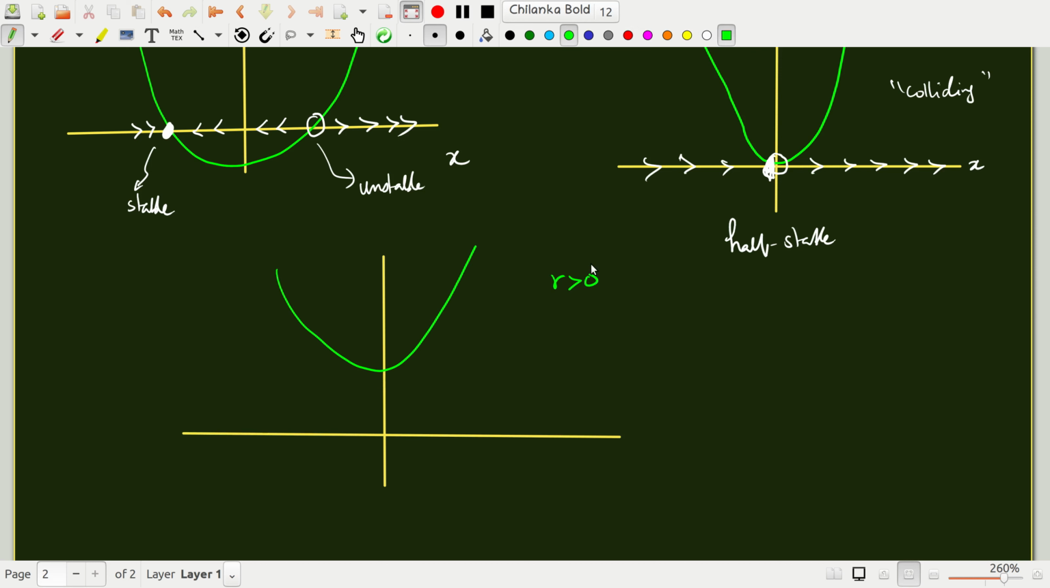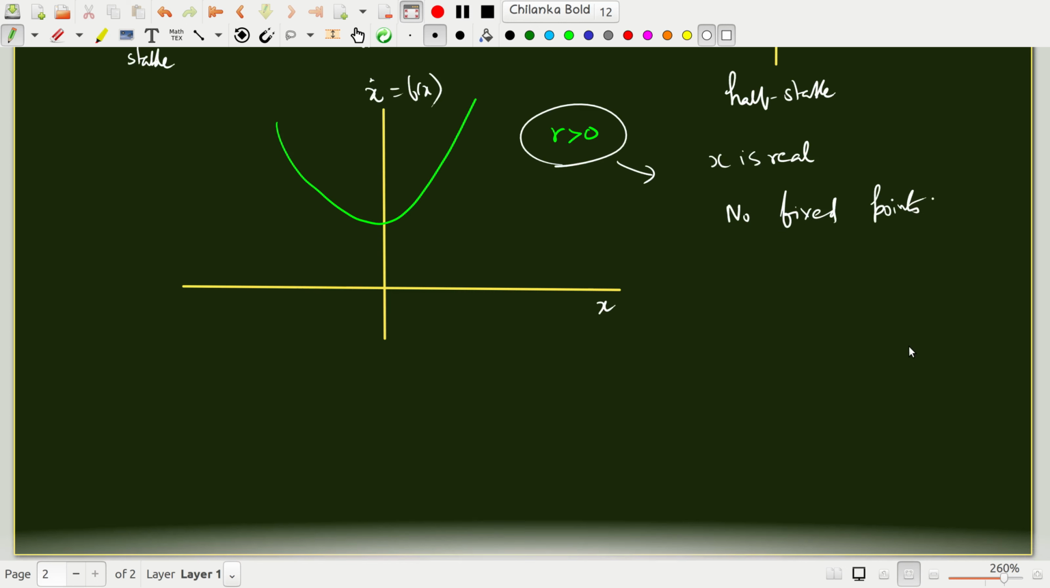There is no zero crossing, and this means that for r greater than 0, if we assume that x is a real number, a real valued variable, there are no fixed points, because f of x has no zero crossings.